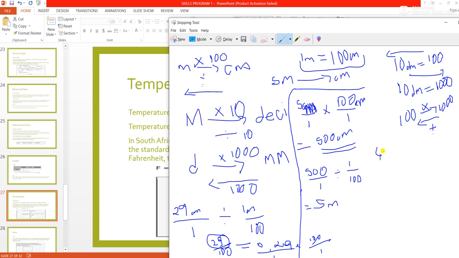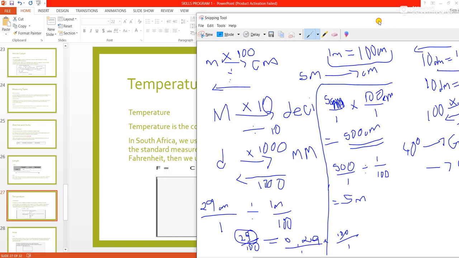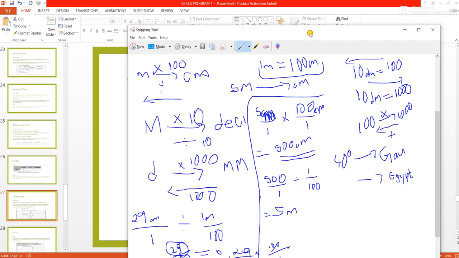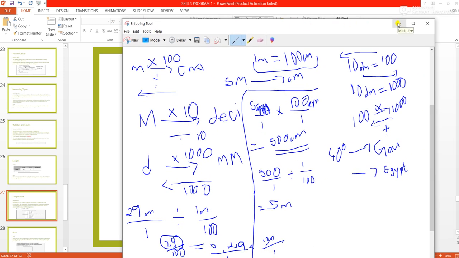You are given 40 degrees. This is in Gauteng, and you need to convert this. Let's say maybe you've got a cousin in Egypt. In Egypt they use Fahrenheit. So you just want to explain to your cousin that it's too hot in Gauteng, and you want to tell him the exact temperature in Fahrenheit. So we'll use the formula to convert.